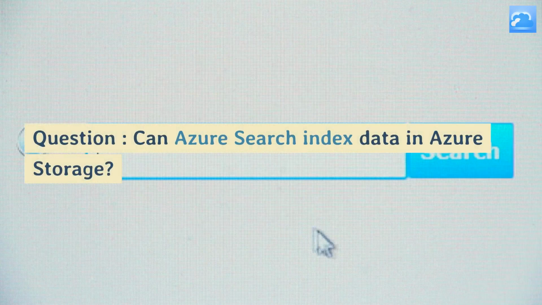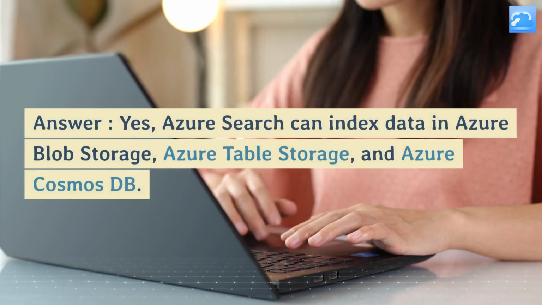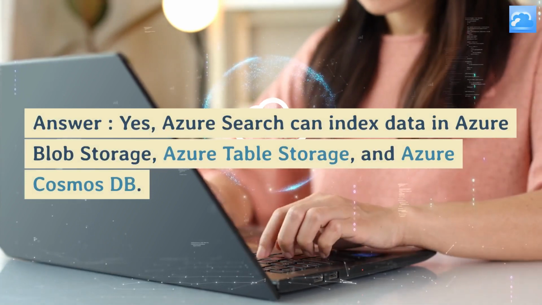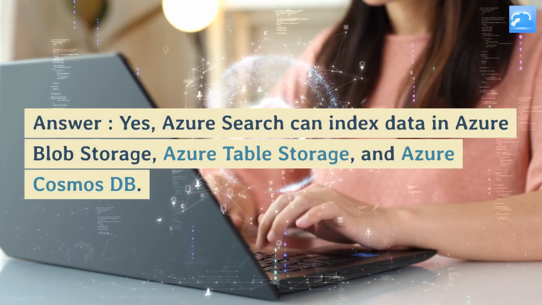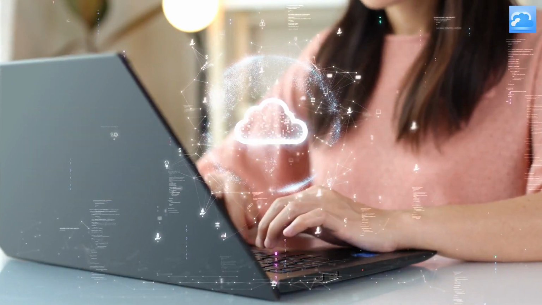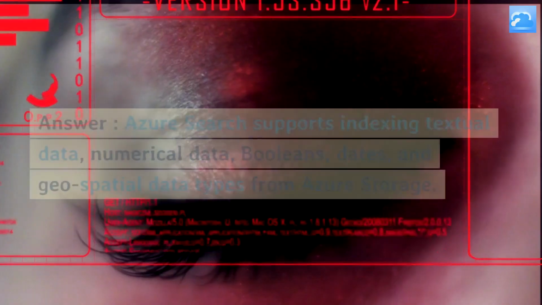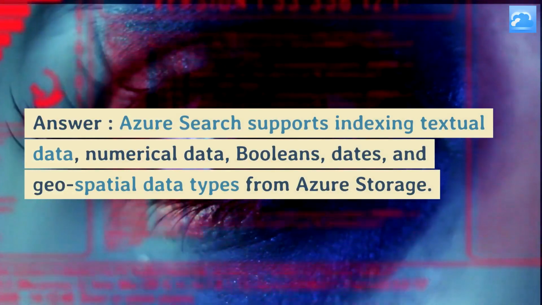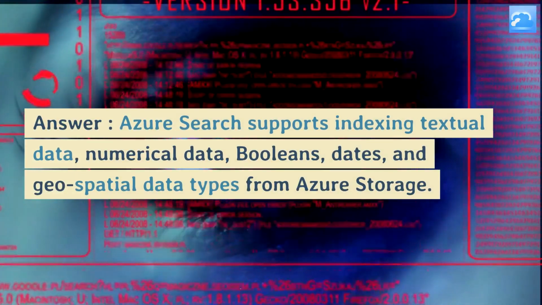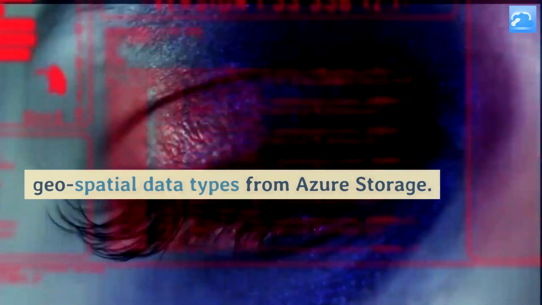Question: can Azure Search index data in Azure Storage? Answer: yes, Azure Search can index data in Azure Blob Storage, Azure Table Storage, and Azure Cosmos DB. Question: what are some of the Azure Storage data types supported by Azure Search? Answer: Azure Search supports indexing textual data, numerical data, booleans, dates, and geospatial data types from Azure Storage.